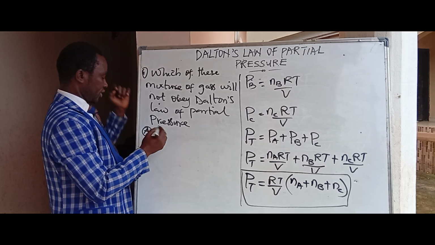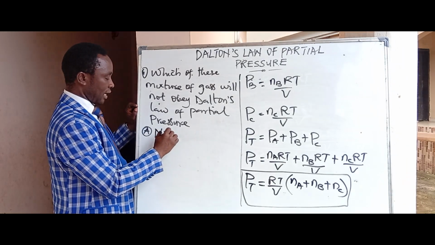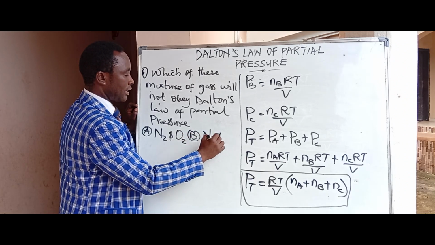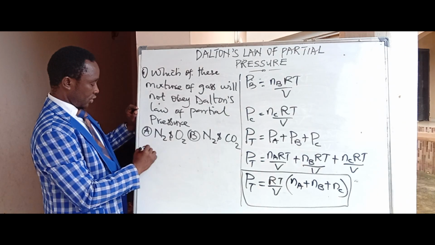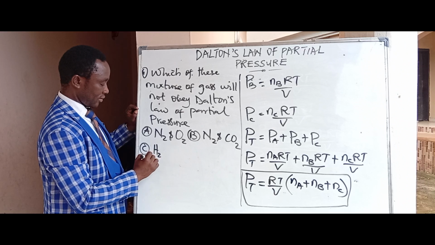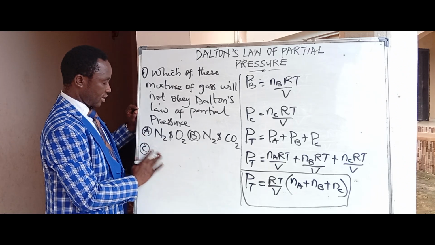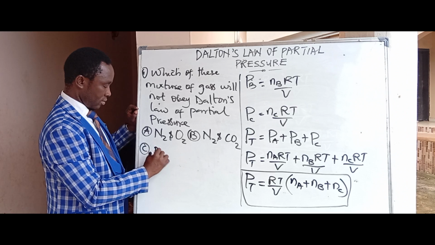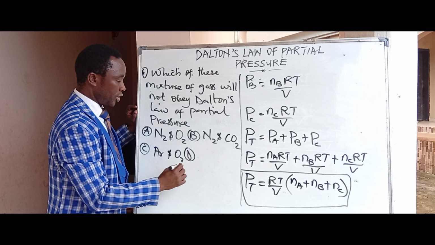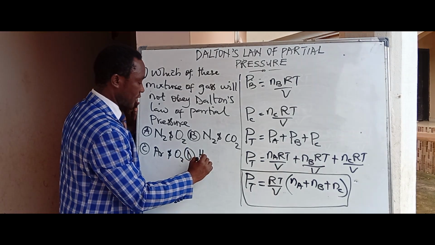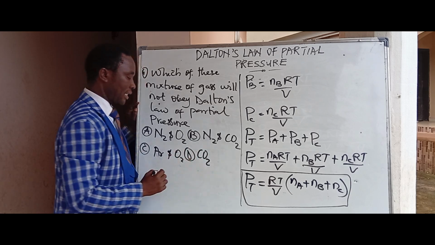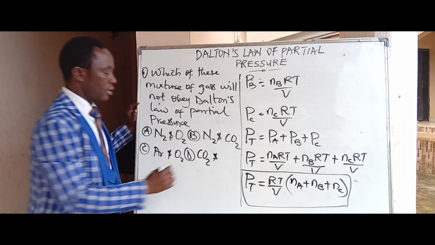A, let's say we have a mixture of nitrogen gas and oxygen gas. B, a mixture of nitrogen gas and carbon dioxide. C, a mixture of hydrogen gas. Okay, let me take a mixture of argon. Argon is a rare gas, and oxygen. Then D, a mixture of hydrogen gas. Okay, or we can take a mixture of carbon dioxide gas, and okay, let's take water vapor.